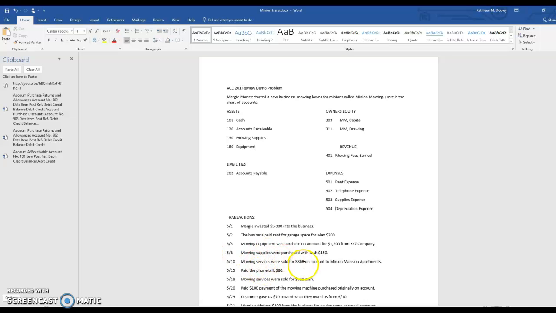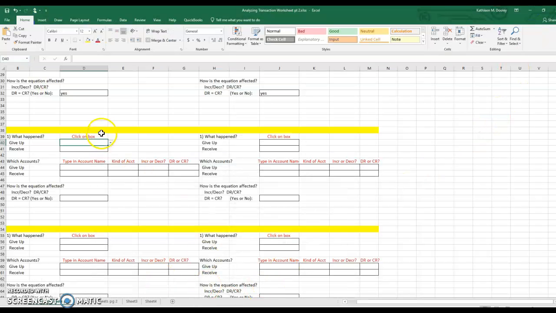Okay, mowing services were sold for $860 on account. Okay, so what are we giving up? We're giving up the fact that we had to do mowing, that we sweated, that we sold our services. We performed the services. We sweated. Okay.